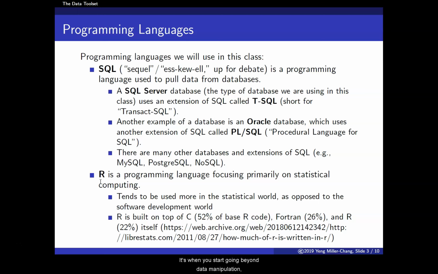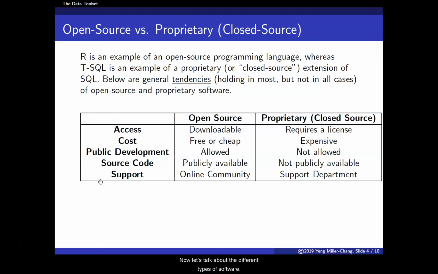It's when you start going beyond data manipulation, say to more sophisticated statistics or machine learning applications, that their differences become more pronounced. Discussing this is above the scope of DSci 2000, but feel free to contact me to discuss more. Now let's talk about the different types of software.